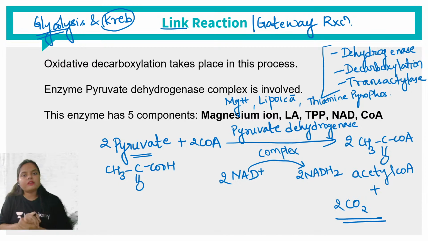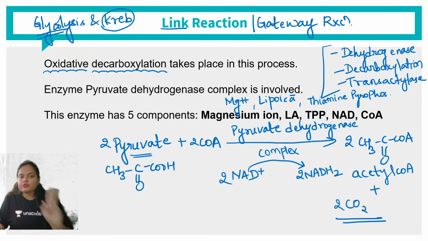This reaction is taking place in the mitochondrial matrix. And what exactly is happening in this reaction? Oxidative decarboxylation is happening in this reaction. Why are we calling it decarboxylation? Because CO2 is getting released. From each pyruvic acid molecule, one carbon is released as carbon dioxide.